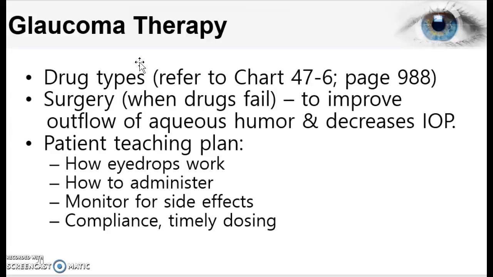And often, even with drugs, glaucoma therapy will fail and surgery has to be done. There are two different types of surgeries that can be done to improve the outflow of aqueous humor. Because the outflow is improved, the intraocular pressure decreases, and therefore it improves the vision and the symptoms of glaucoma.